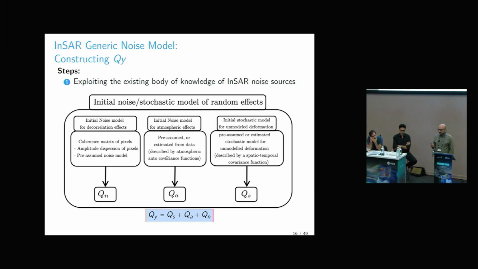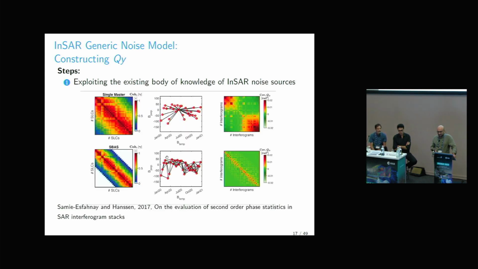But how to get QY? The existing body of knowledge that I already told about atmospheric, about the scattering noise, about the deformation patterns that we have in the area. This is the big question, how to get it. I will come back to that later. But if we have this, now the question is how to propagate this in the processing chain.